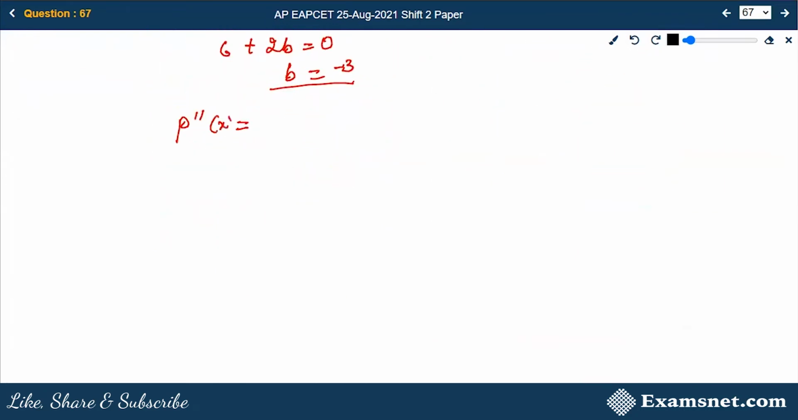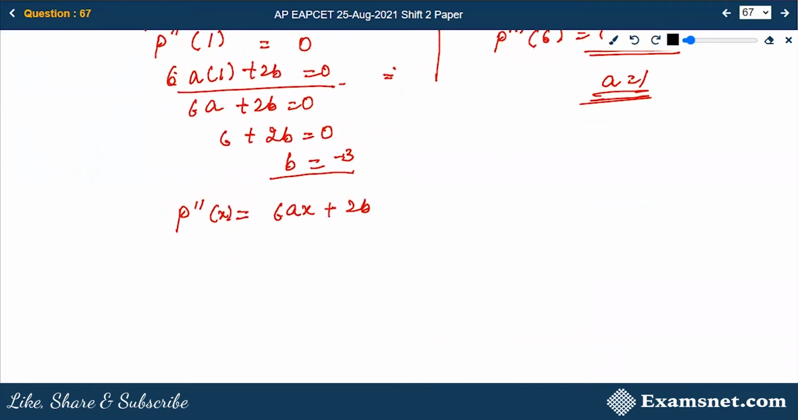Second derivative of x is 6ax plus 2b. We got the values: a we calculated to be 1 and b to be minus 3. So this will be 6a, and this is 0, right? For x equal to 0, you have to find 6a into 0 plus 2b, which makes it 0 plus 2b.